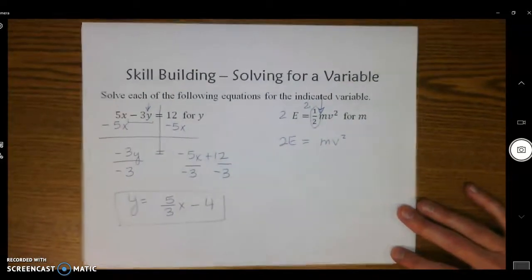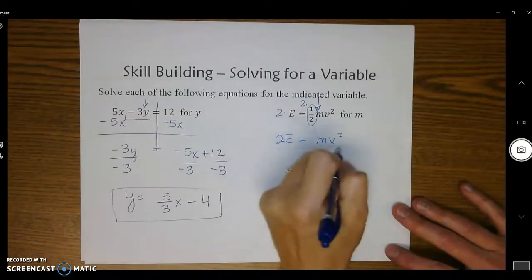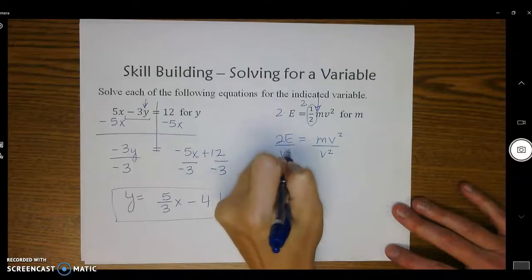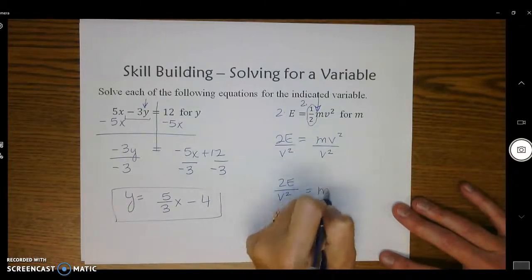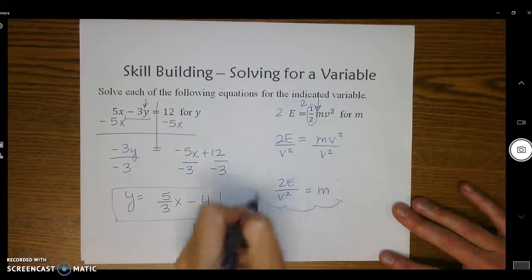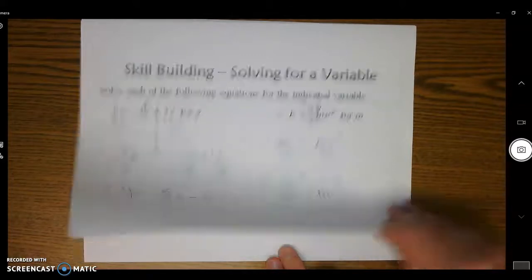Lastly, I need to get rid of the v squared, so divide by v squared. 2e over v squared equals m. So some sort of science formula where they're just trying to get a variable by itself.